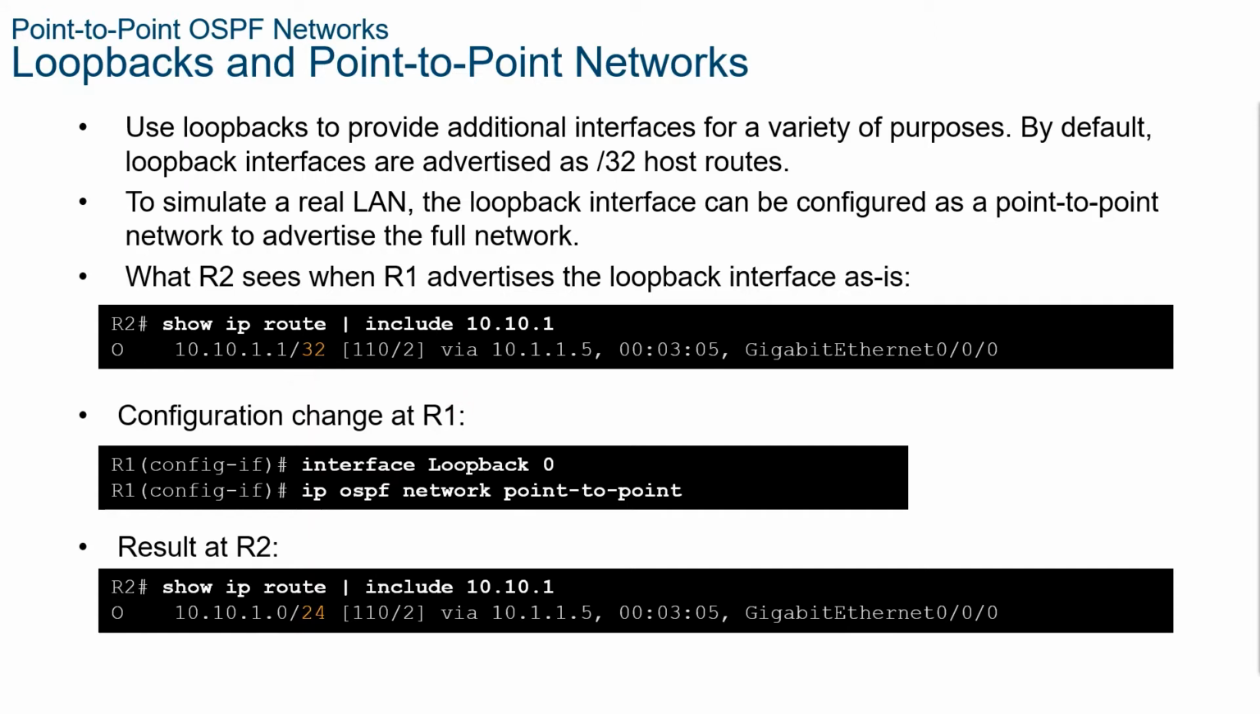Now, to simulate a real LAN, the Loopback 0 interface is configured as a point-to-point network so that R1 will advertise the full 10.10.1.0 network to R2 and R3. As you can see here, interface Loopback 0, ip ospf network point-to-point. Now, R2 receives the more accurate simulated LAN network address of 10.10.1.0/24. So show ip route here, include 10.10.1. I'll have here 10.10.1.0/24 is in there.